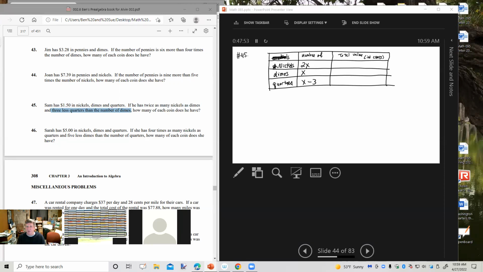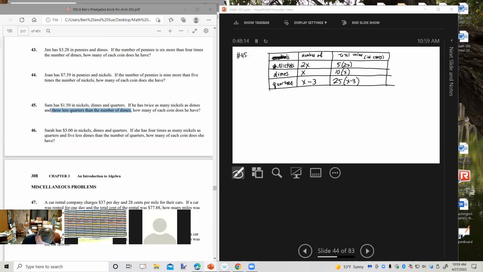All right, total value in cents. A nickel is worth 5 cents. So 5 cents times the number of nickels. Dimes are worth 10 cents. So 10 cents times the number of dimes. Quarters are worth 25 cents. So 25 times the number of quarters.